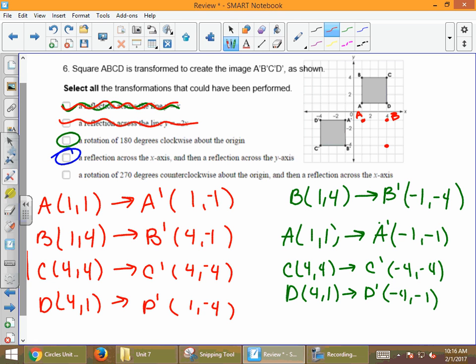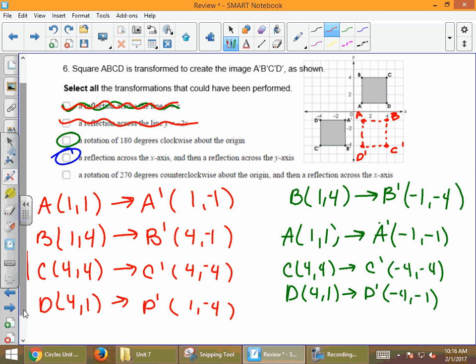4, negative 4. And 1, negative 4. Okay? So that's what we get when we do a 270-degree rotation. Then it's asking us to reflect it across back over the x-axis.